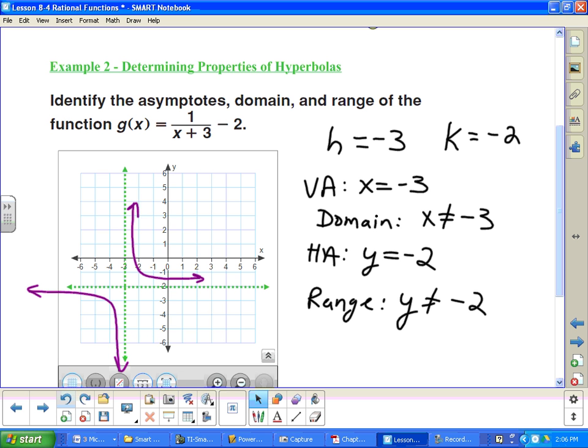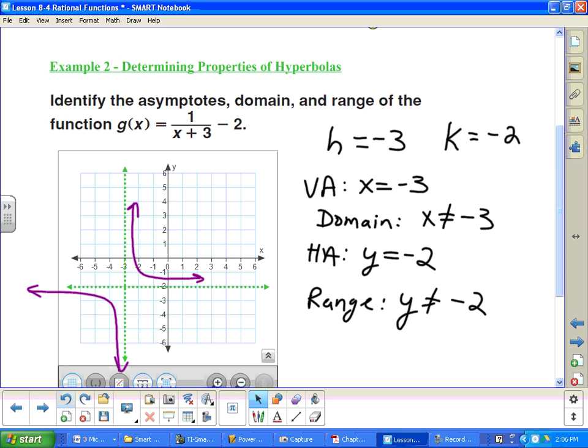So when the function looks like this, you find h and k. H is what makes the denominator equal to 0. K is what we're adding on to the whole function. Then we just move the parent function 1 over x.